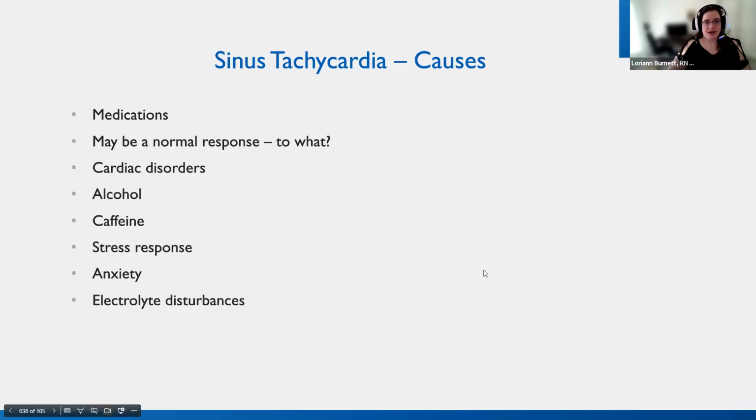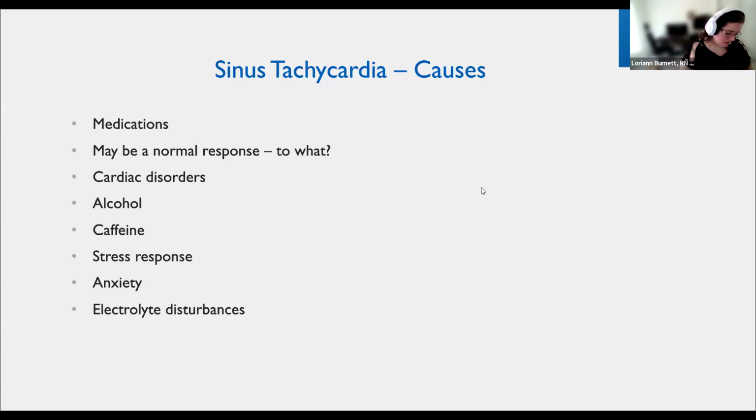Sinus tachycardia is usually caused by some other condition. Certain medications, like albuterol or breathing treatments, or epinephrine. A lot of times it's caused by a condition. For example, if you have an infection, we're going to have a fast heart rate. You're in pain, we're going to have a fast heart rate. An allergic reaction, fast heart rate. We could also have certain cardiac disorders, like congestive heart failure, shock, or pericarditis. Those could cause elevated heart rate. Alcohol and caffeine can both cause the heart rate to be up.